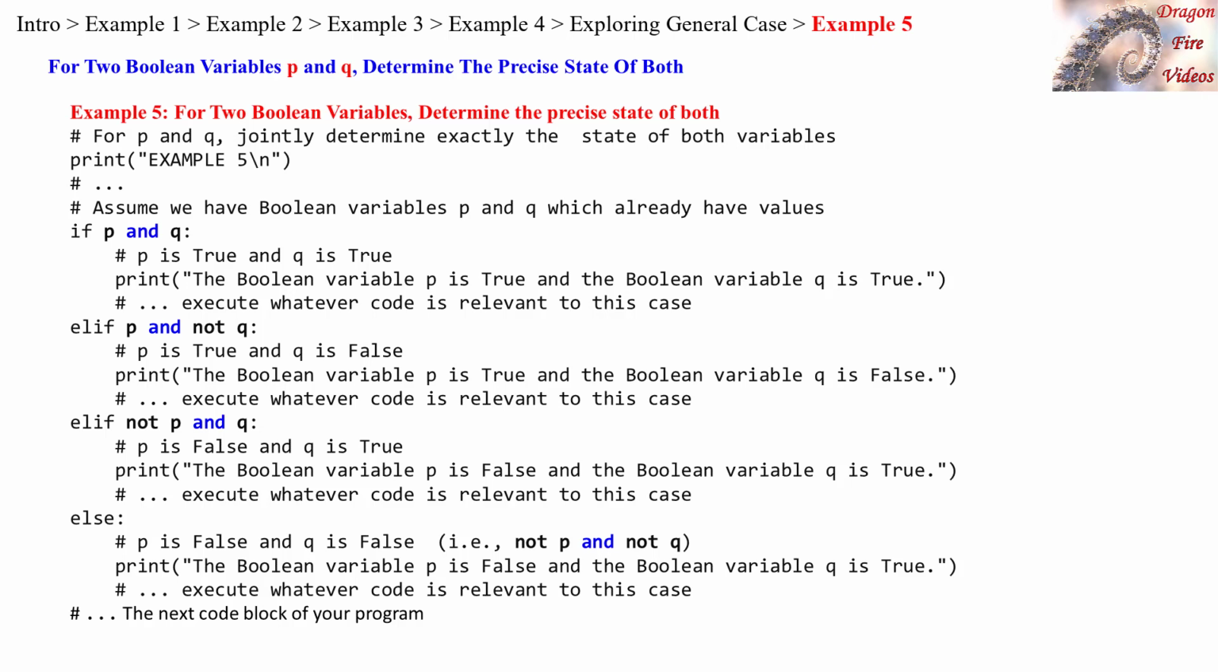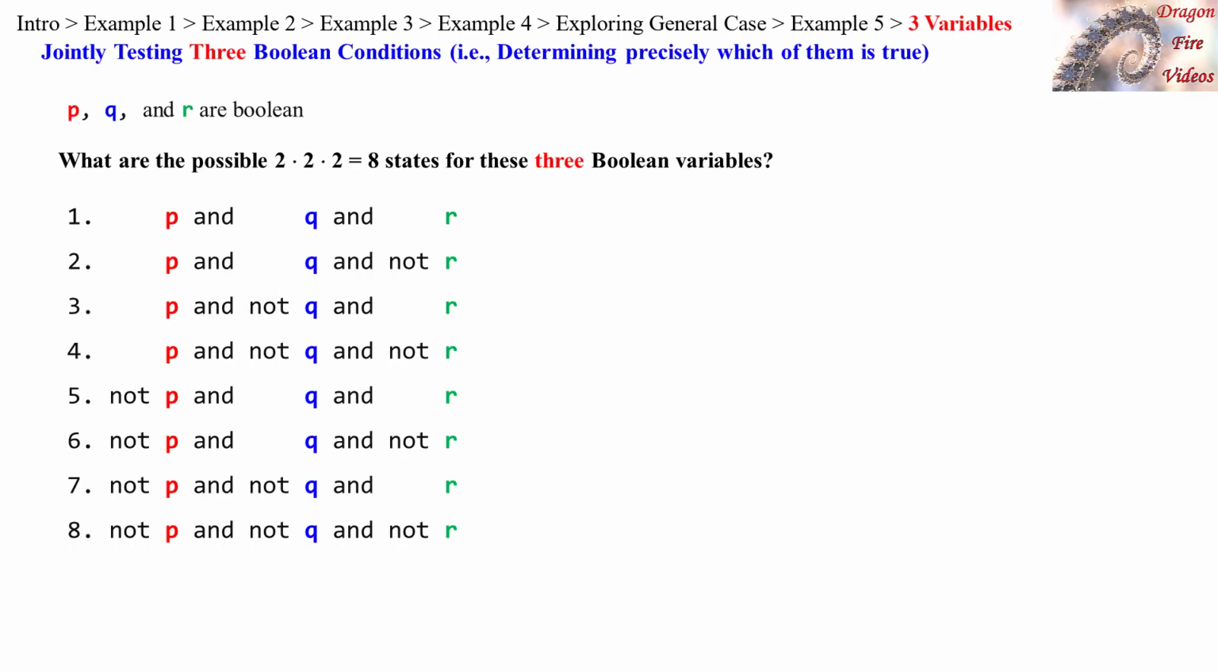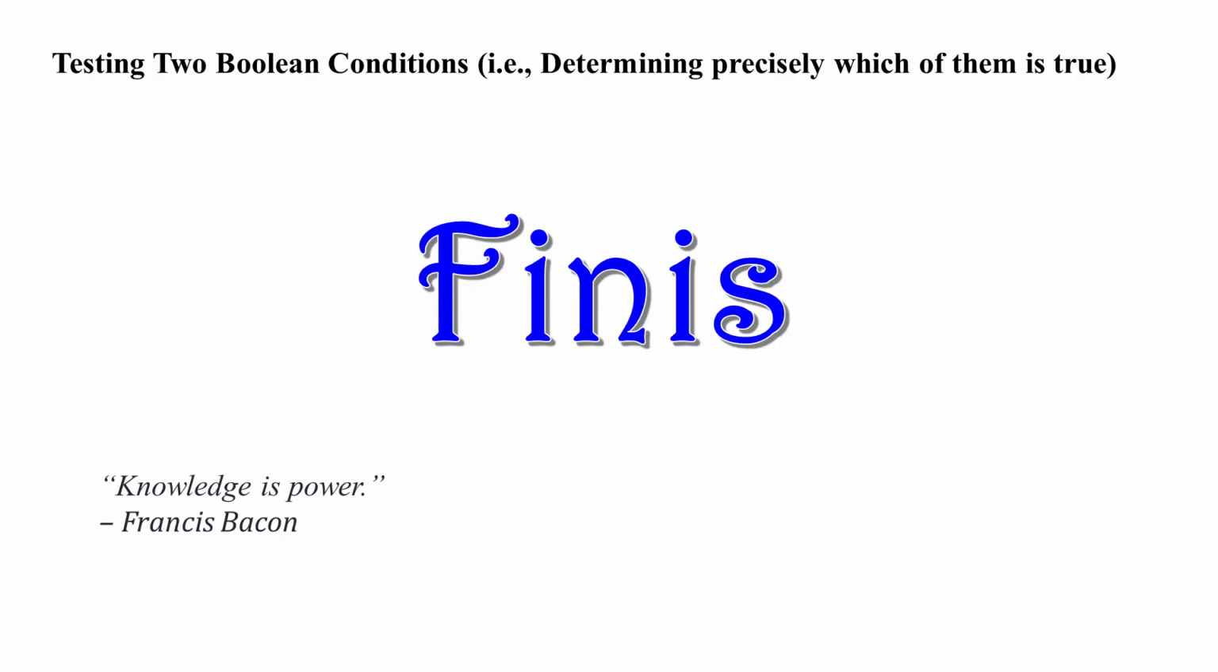And in a subsequent video, I will run through how this would look with P and Q and R. If you had 3 variables, you would have 2 times 2 times 2, which is 8 states. And if you wanted to know jointly exactly which of the variables P, Q, and R were true, then you would need a ladder with 8 distinct branches. But that will be a topic for another video.